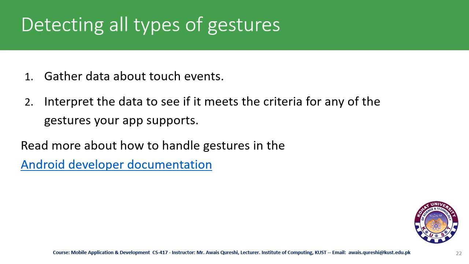How do we detect all types of gestures, gather data about touch events, and interpret the data to see if it meets the criteria for any of the gestures your app supports? So we can detect some types of gestures with the help of some APIs. You can go to the link below and see what those APIs are.